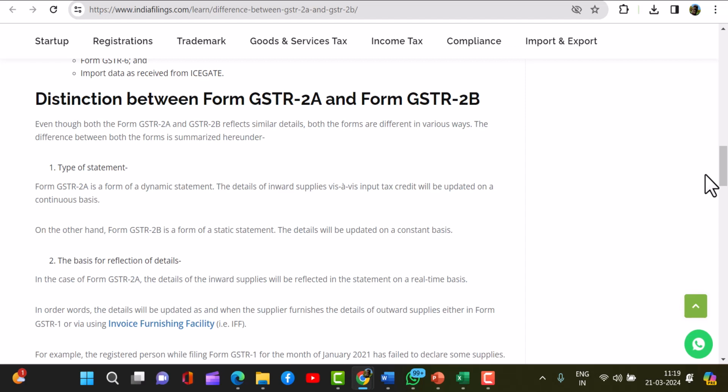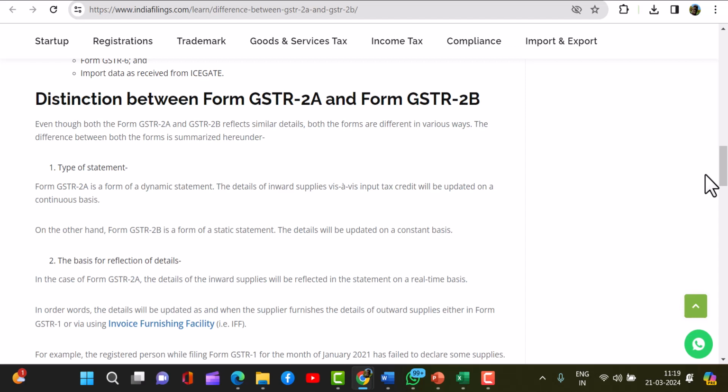Distinction between Form GSTR2A and GSTR2B. Even though both the Form GSTR2A and 2B reflect similar details, both the forms are different in various ways. The difference between both the forms is summarized here. Type of statement. Form GSTR2A is a form of dynamic statement. The details of inward supplies vis-a-vis input tax credit will be updated on a continuous basis. On the other hand, Form GSTR2B is a form of static statement. The details will be updated on a constant basis.